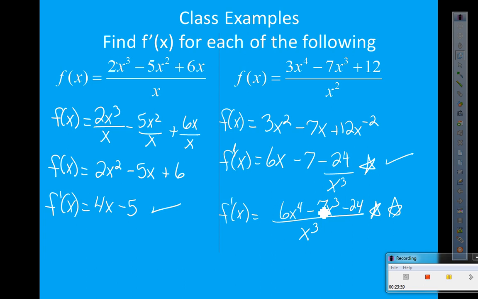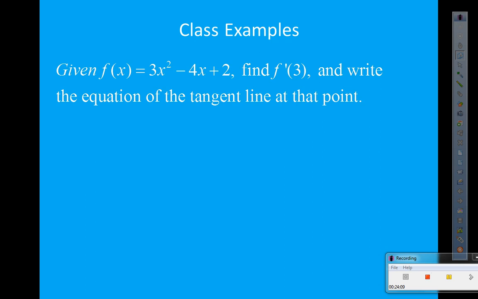And just a handful more, so hang with me. Here's the same problem that we did on a worksheet. We're just going to do it a lot simpler. Given f of x equals 3x squared minus 4x plus 2, find f prime of 3, and then write the equation of the tangent line at that point.